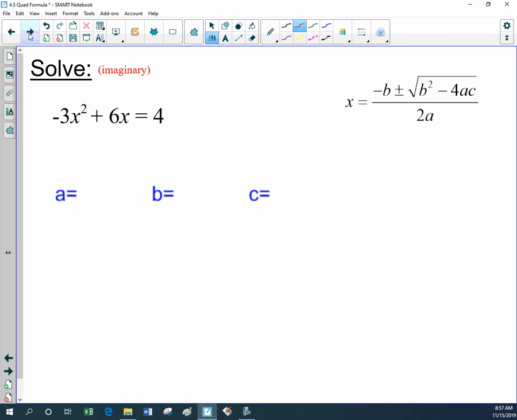Okay, let's take a look at this one. So we have negative 3x squared plus 6x equals 4. Is it in standard form? No, we've got to get everything on the same side of the equal sign. So to put this in standard form, I would have to subtract 4 from each side. So I get negative 3x squared plus 6x minus 4 equals 0. Okay, everything's on the same side, so now it's in standard form.